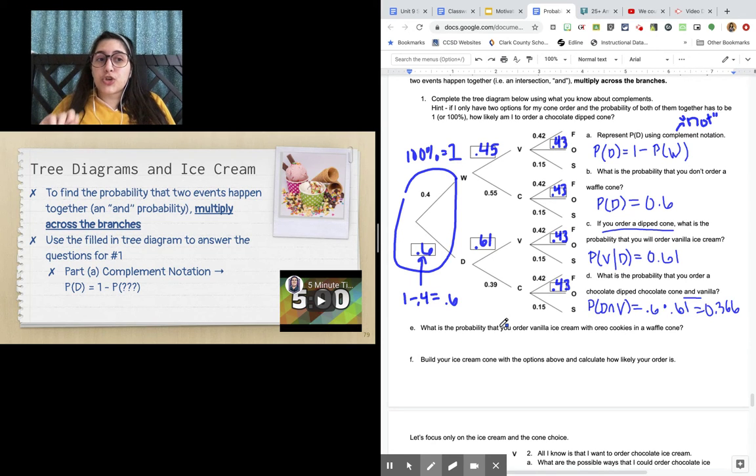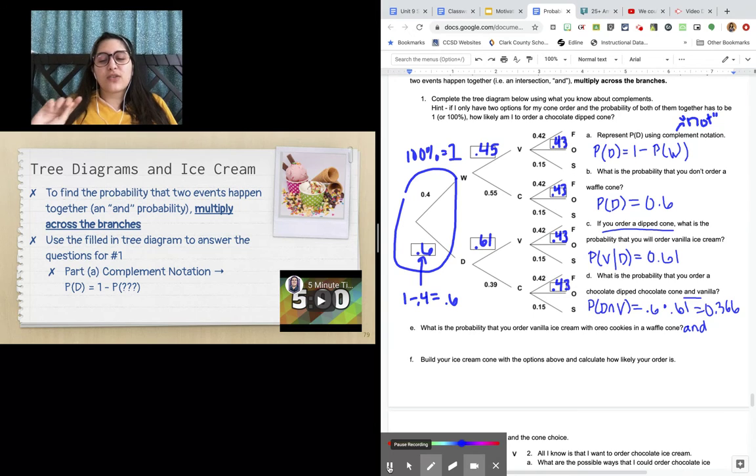Okay, so there's two other questions here that deal with this tree diagram. So I want you to try those. Okay, so the first one says, what's the probability that you order a vanilla cone with Oreo cookies and a waffle cone? So this is an and probability. So you're going to have to do some multiplying. And then F is build your own ice cream cone. Obviously, I won't be able to give you the answer for that one, but try that one as well to get some practice with multiplying. All right. So pause the video, try those two, and then check back with me in a second to check your answer, at least for part E.